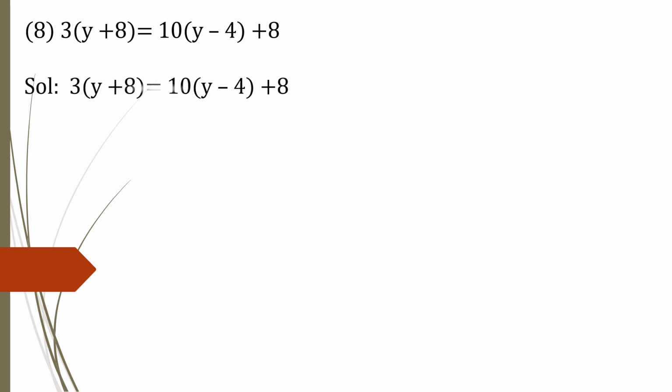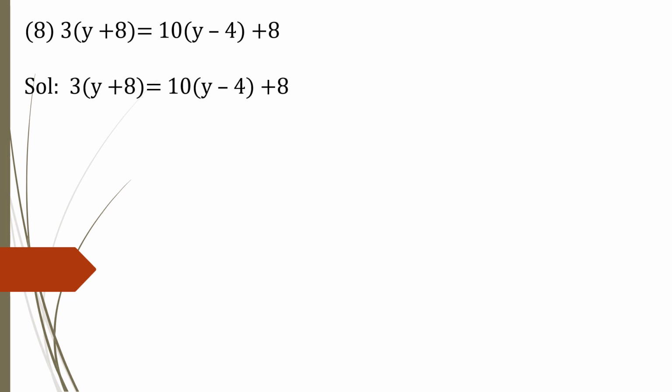Moving to the 8th sum. Now what is given in the 8th sum, student? 3 into y plus 8 equal to 10 into y minus 4 plus 8. Okay. Now first, in the solution, write down the given equation. That is 3 into y plus 8 equal to 10 into y minus 4 plus 8. Now the first thing you have to do is remove the bracket. So you'll multiply 3 to both the terms inside the bracket, and on the right hand side you'll multiply 10 to both the terms in the bracket.